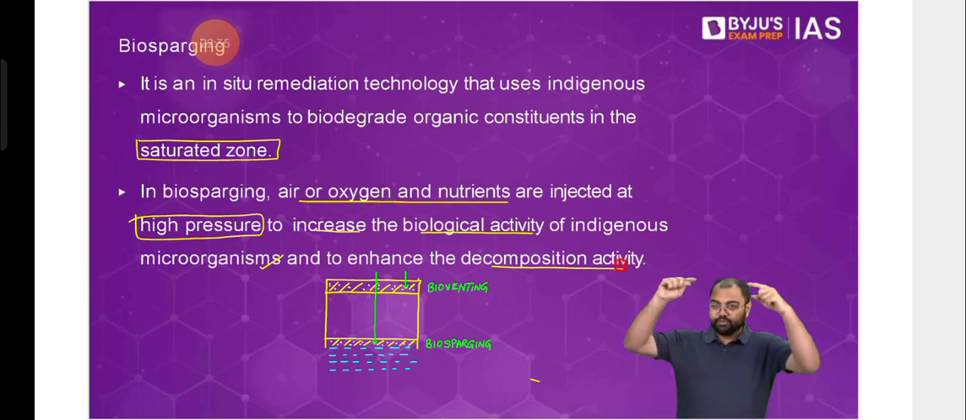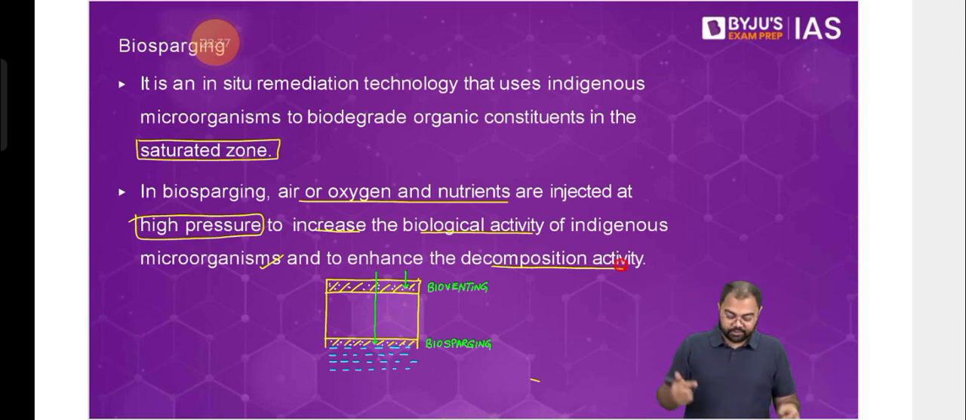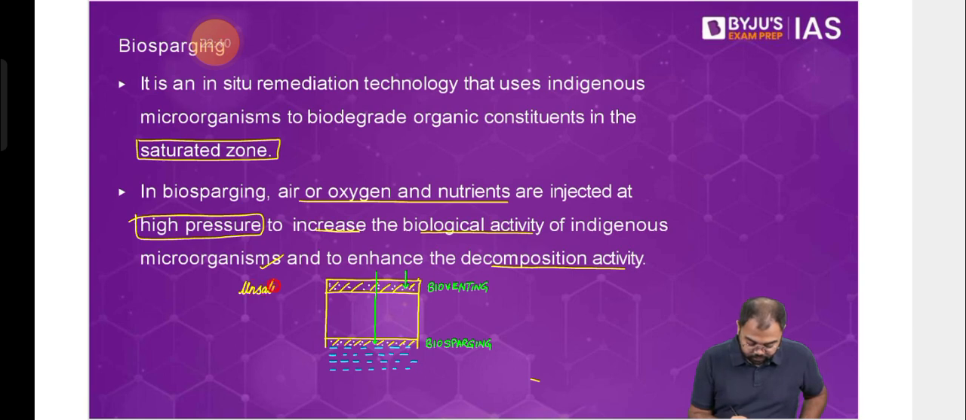So just to repeat again, you have the top layer called the unsaturated zone, and you have the bottom layer called the saturated zone. This is called unsaturated zone, and this is called saturated zone. All right. So you have unsaturated zone and saturated zone.